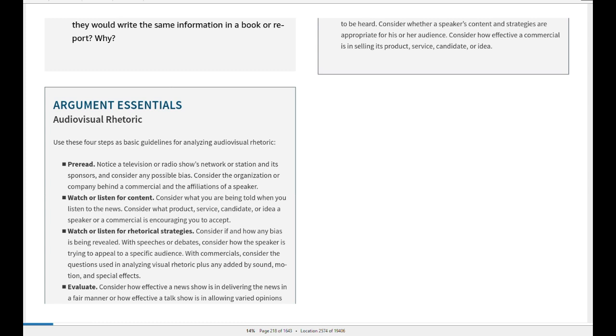Evaluate. Consider how effective the news show is in delivering the news in a fair manner, or how effective a talk show is in allowing varied opinions to be heard. Consider whether a speaker's content and strategies are appropriate for his or her audience. Consider how effective a commercial is in selling its product, service, candidate, or idea.